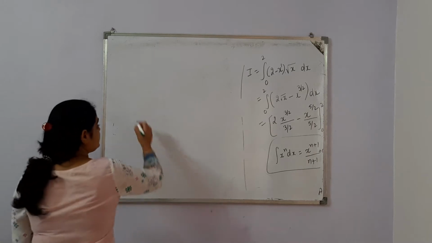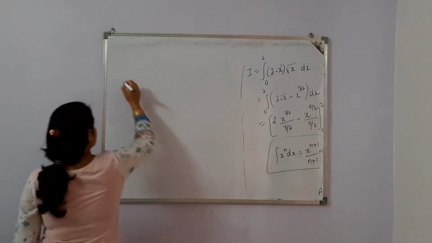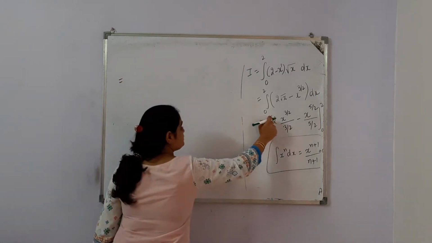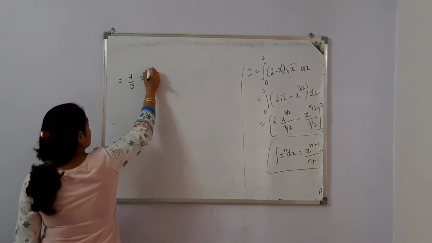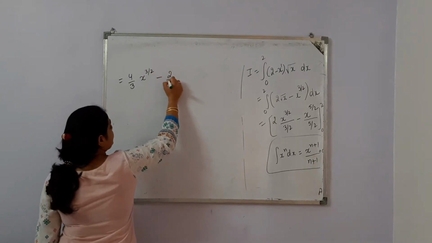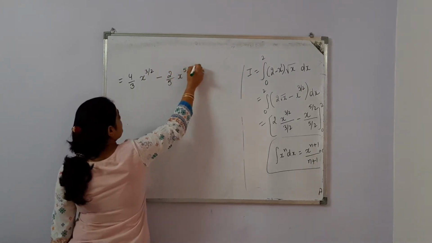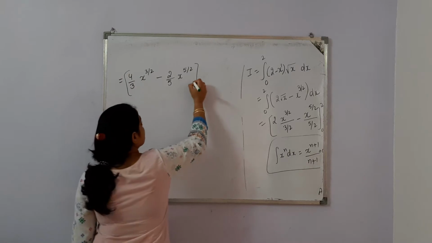Upper limit minus lower limit. Before that, we are going to solve this. This 2 will multiply with this 2. It becomes 4 by 3 x raised to power 3 by 2 minus 2 by 5 x raised to power 5 by 2, and the limits are 0 to 2.